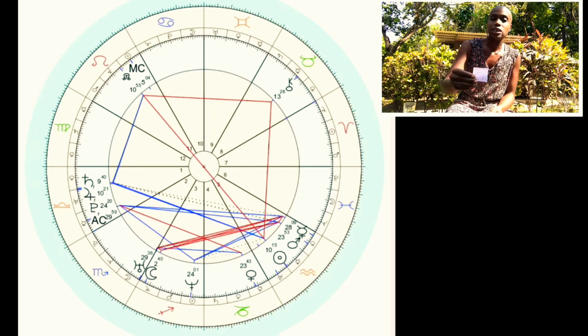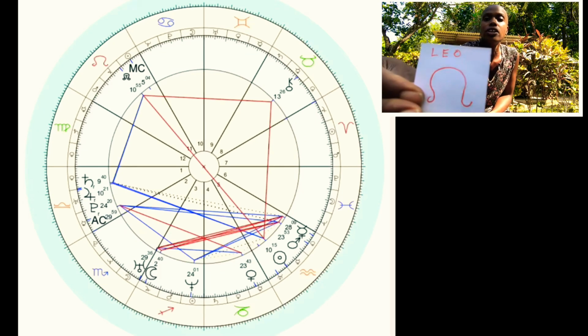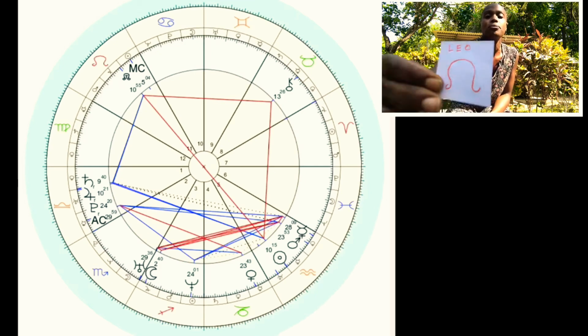Next one is Leo. Find it on your chart, label it. It kind of looks like a circle with a tail. I don't know, it looks like this. And this is a fire element. Find it on your chart, label it.